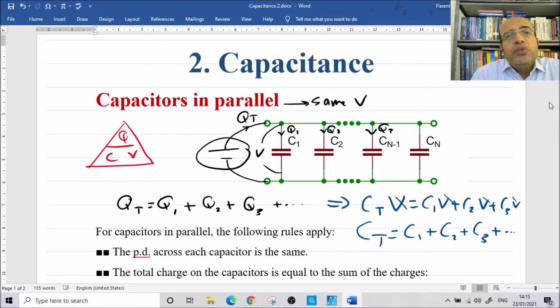So if we need to increase the capacitance of capacitors, we connect them in parallel, because C total is greater than the capacitance of any one.